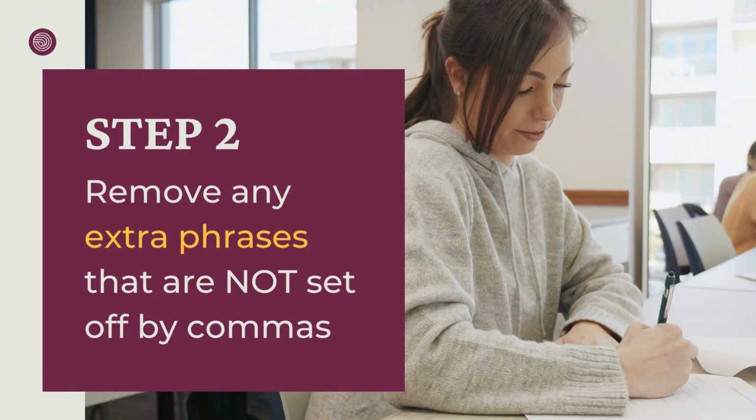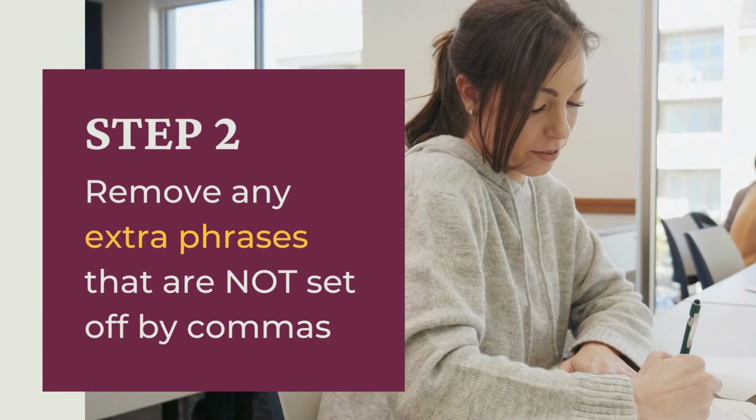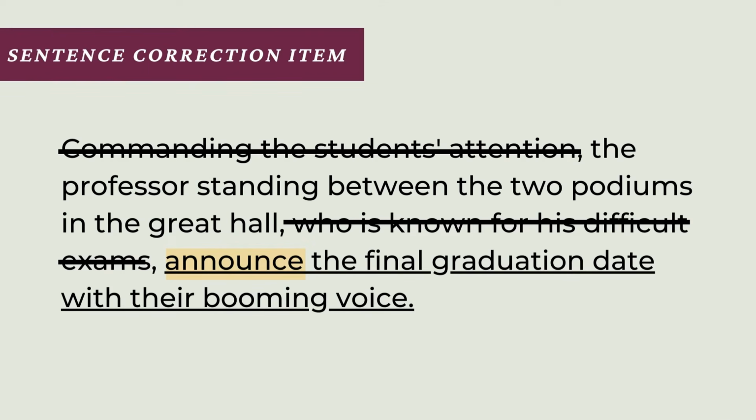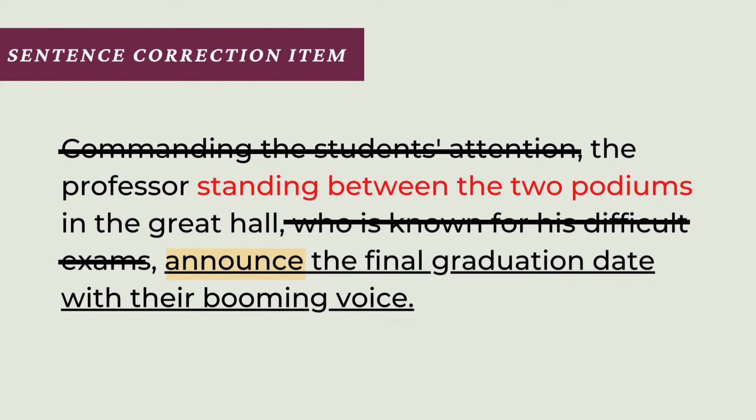Step 2. This time, remove any extra phrases that are not set off by commas. You'll know which phrases to remove because they do not provide the answer to who or what is doing the action announce. Which phrases do you think we need to remove? Right. We'll remove standing between the 2 podiums and in the Great Hall. The simplified sentence now reads like this. The professor announced the final graduation date with their booming voice.